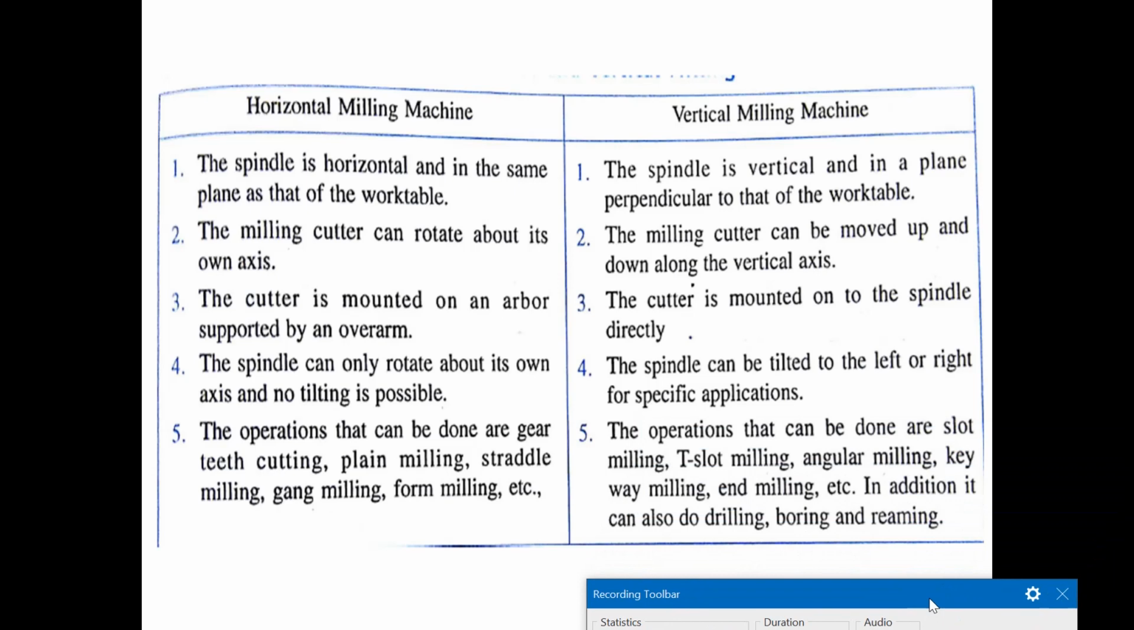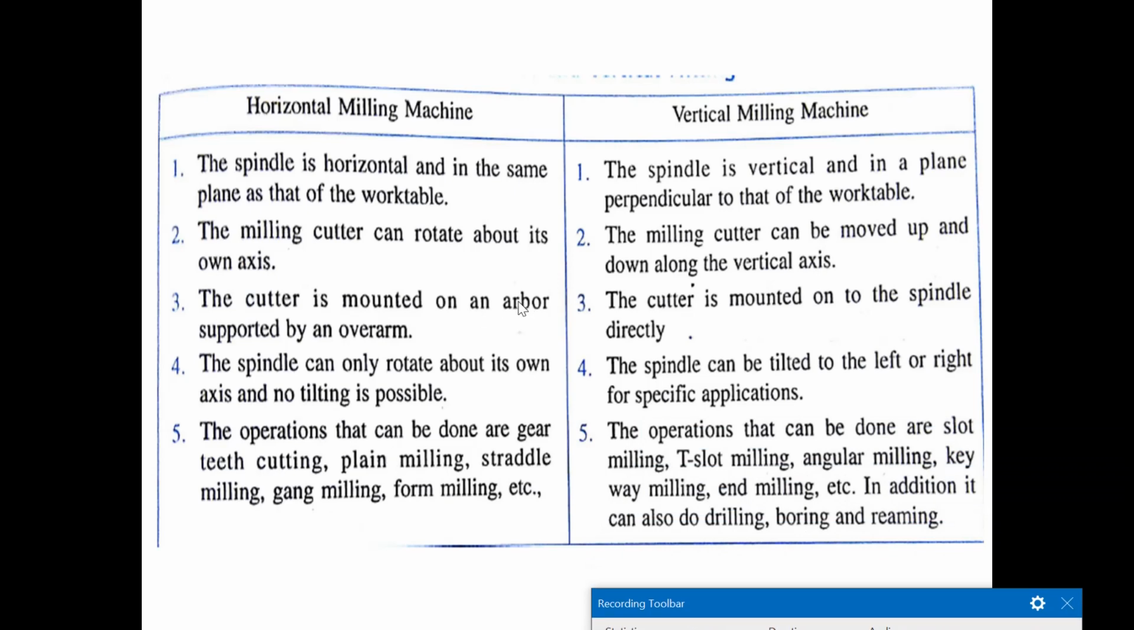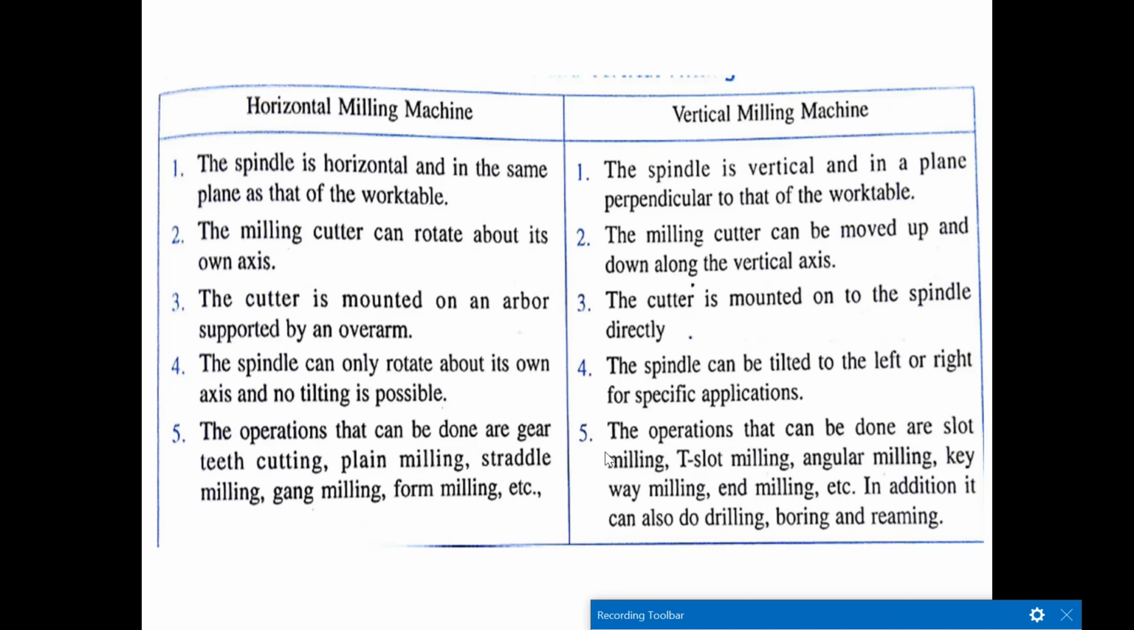The third difference is that the cutter is mounted on an arbor supported by the overarm in the horizontal milling machine. In the vertical milling machine, the cutter is mounted onto the spindle directly. Here we have seen the cutter is mounted on an arbor in many of the operations in a horizontal milling machine, but here the cutter is mounted on a spindle where it is fixed vertically, so we are going to classify it under vertical milling machine.